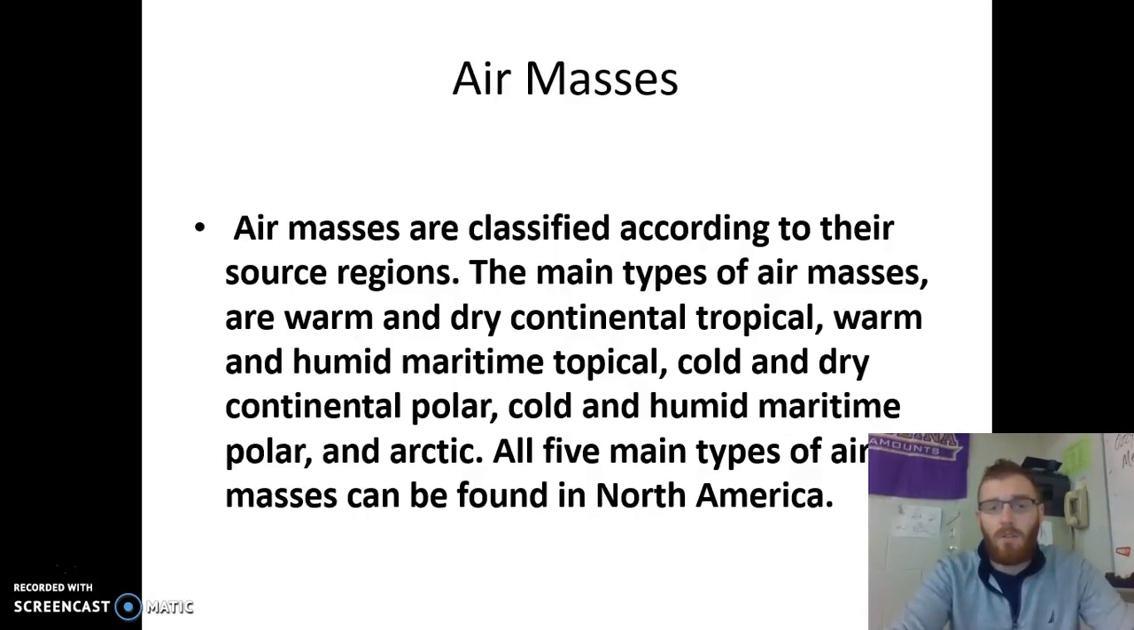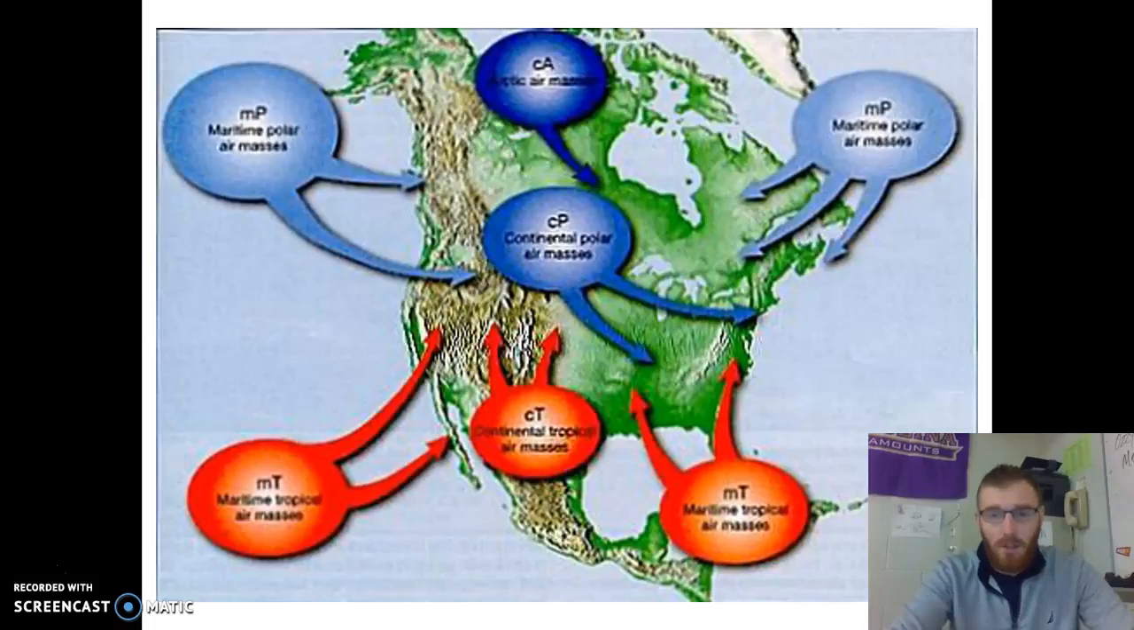Keep in mind that all main 5 types of air masses can be found in North America, and this map shows it. You will see this map on the final exam. Get used to it, but keep in mind that I already explained to you that just using those vocab words, using the title of the air mass itself, you can determine and decipher where these came from. So you don't have to memorize this map. Just know that you will see this again.